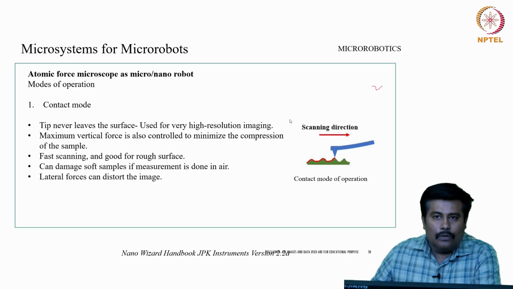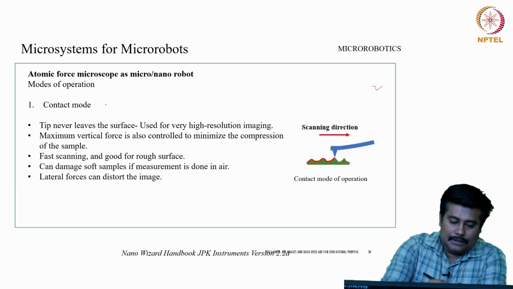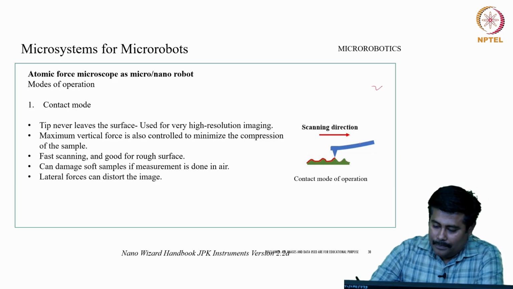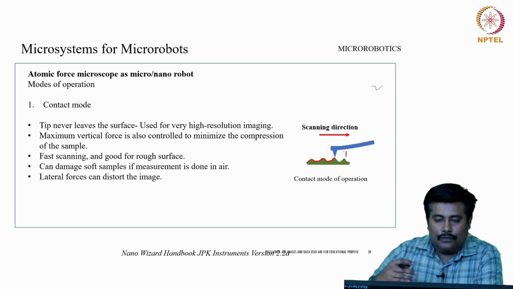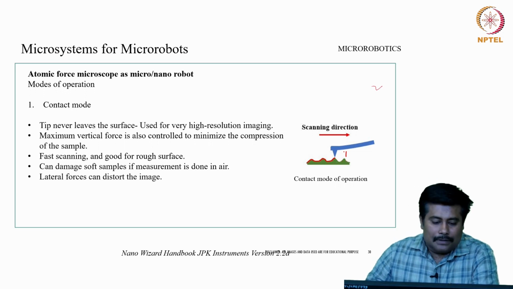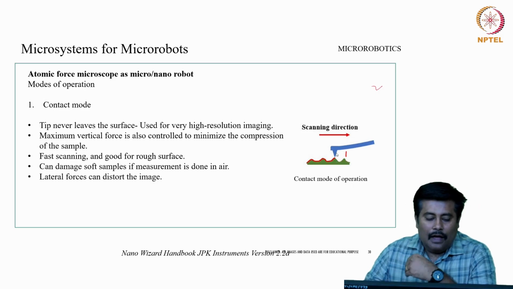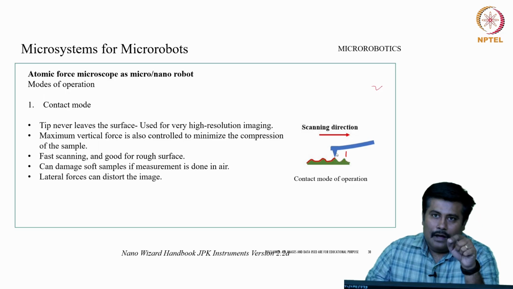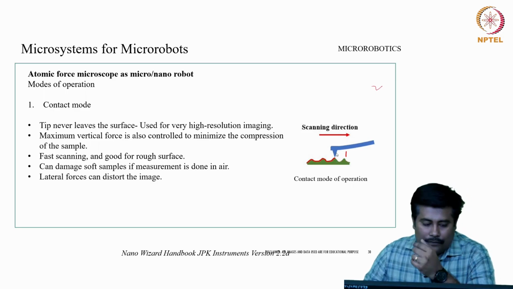As far as the modes of AFM are concerned, one mode is called the contact mode. In this contact mode, it has a tip, and this tip will never leave the surface, used for very high resolution imaging. The maximum vertical force is also controlled to minimize the compression of the sample, and it has fast scanning and is highly used for good surface roughness. Ideally, this tip will move along the surface and trace the profile, and from the profile we can observe a roughness pattern.